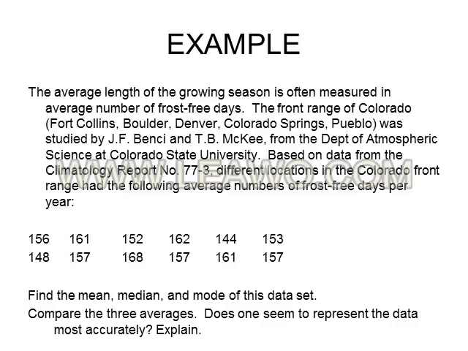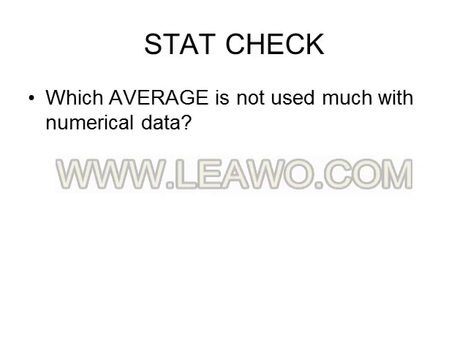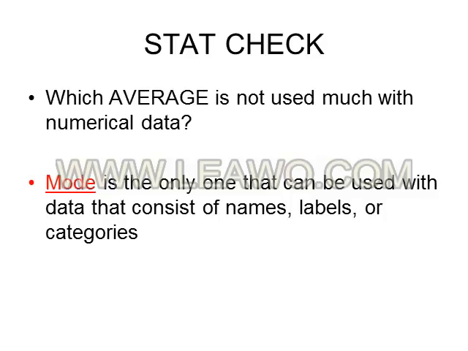So, last slide asks us which average is not used much with numerical data. The answer is going to be the mode. The mode is more helpful when you're using data that consists of names, labels, or categories. We don't typically use the mode very much with numerical data. More often you're going to be asked for the median or for the mean. And that is our lesson for today.